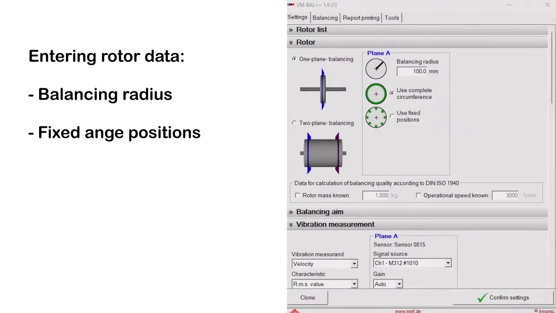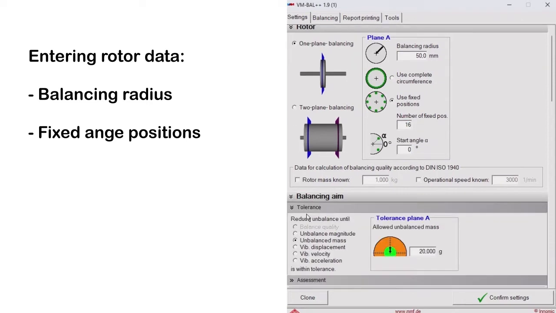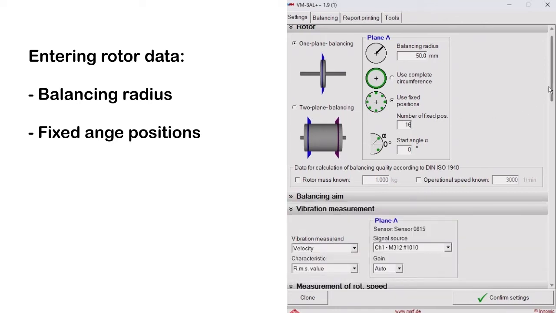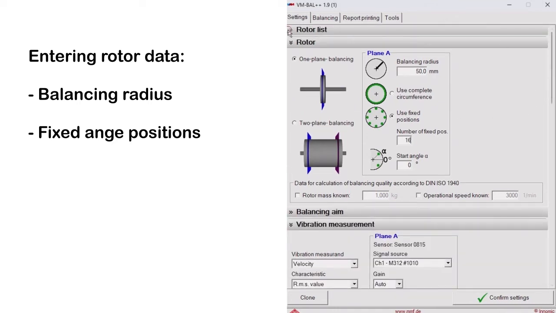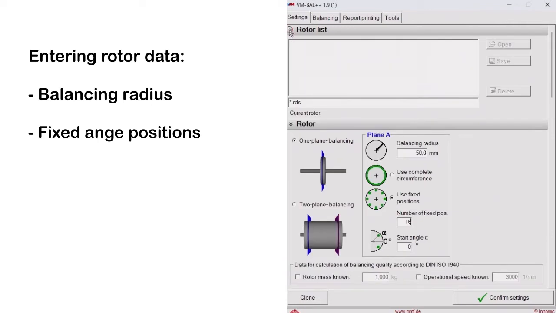We enter the rotor data of the machine. The mass changes will take place at a radius of 50 mm. There are 16 fixed angle positions available for attaching masses. If required, a predefined balancing quality can be specified. Rotors to be balanced repeatedly can be saved.